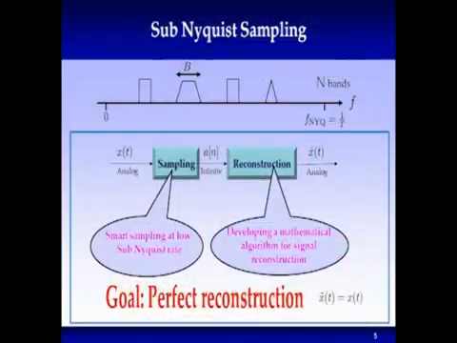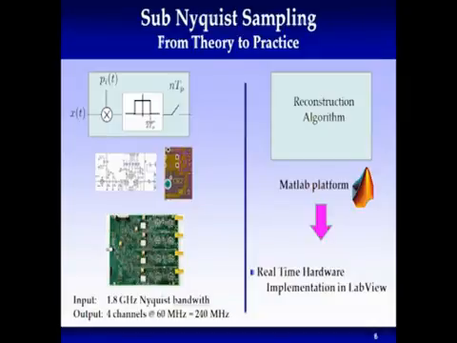The system consists of two main parts. First is the smart sampling card developed by our lab, and the second is a set of mathematical algorithms that reconstructs the original signal, and we want perfect reconstruction. We started with a MATLAB code for a sub-Nyquist system to prove this concept.